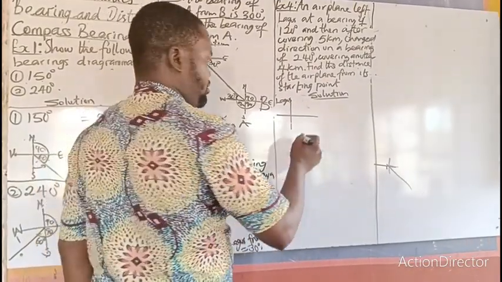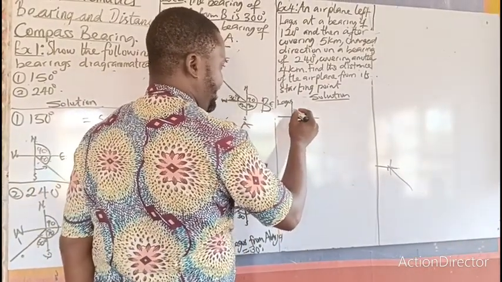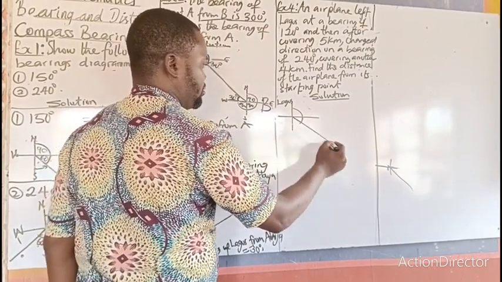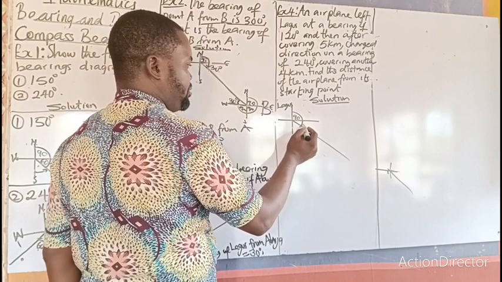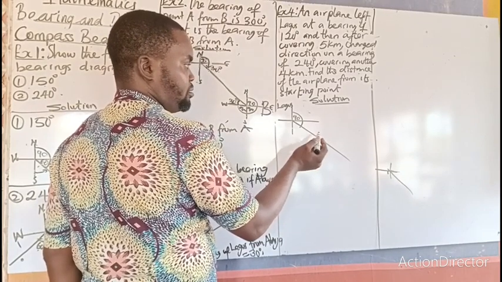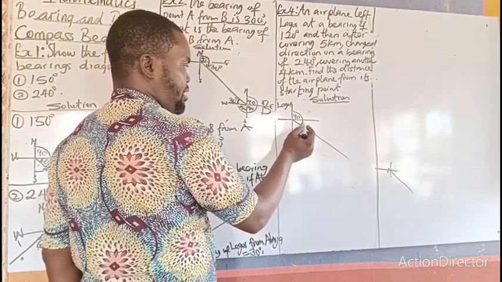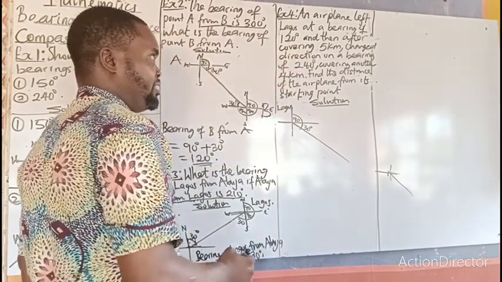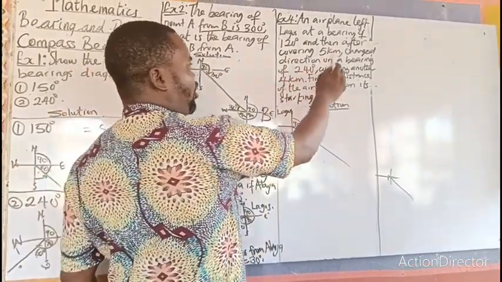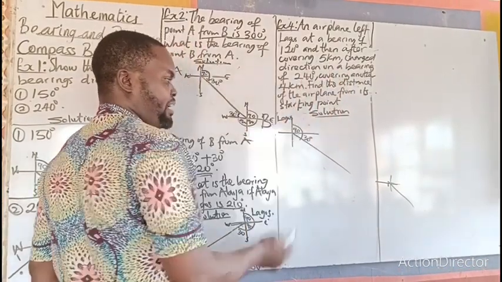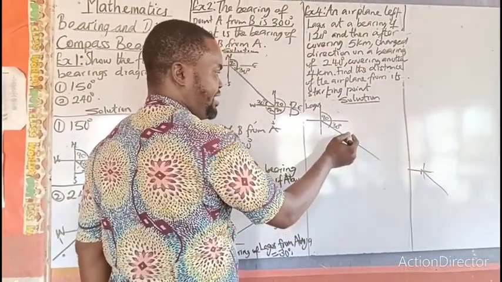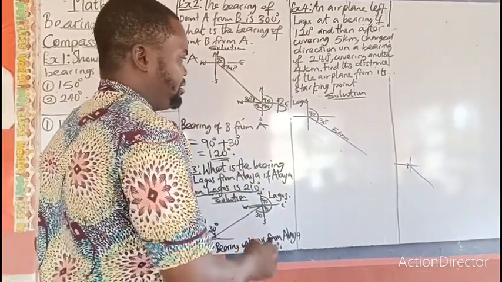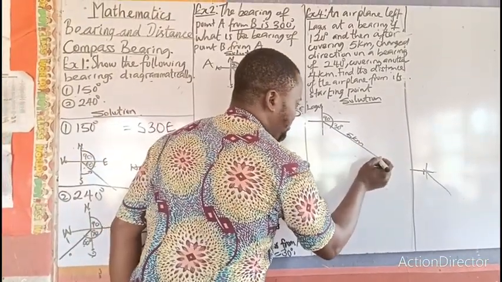Let's see that 120 degrees will go 90, 120. So if this place is 90, what will this place be? 30 degrees, since 90 and 30 gives us the 120 degrees. And then after covering 5 kilometers, they are telling us the distance there. It has covered 5 kilometers up to this place.